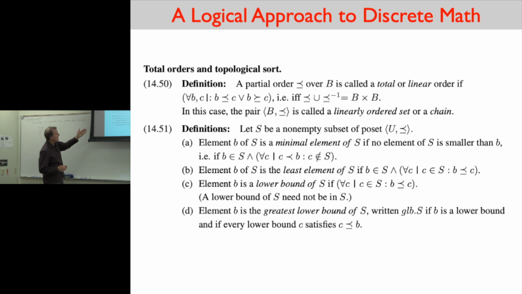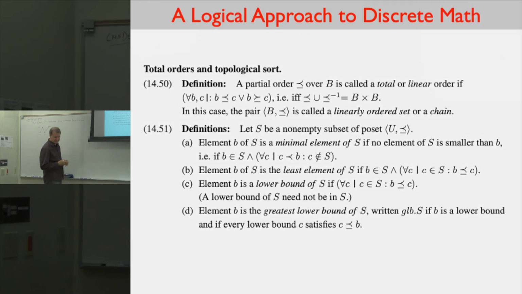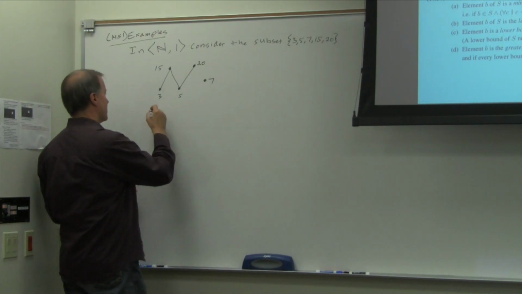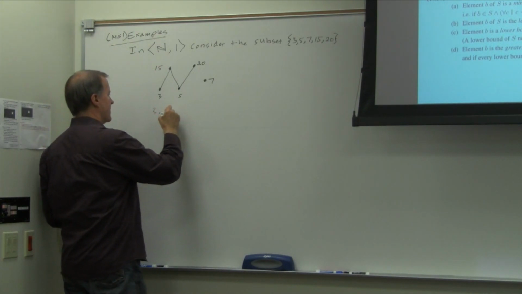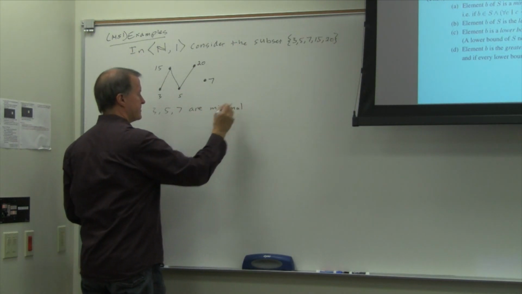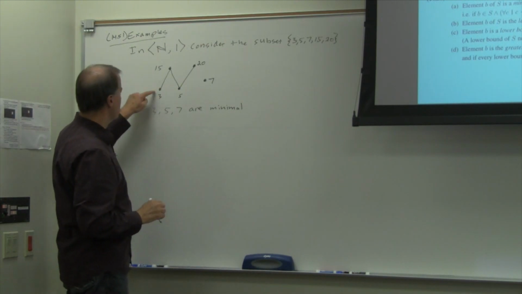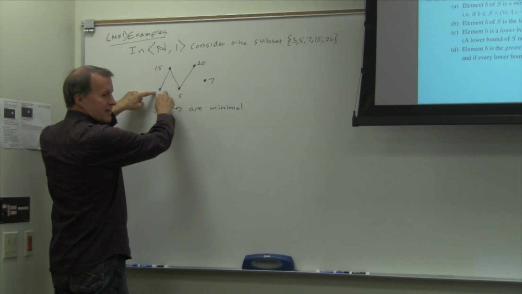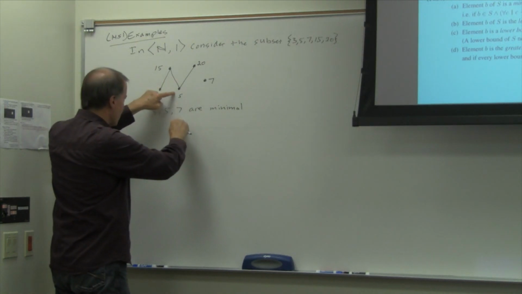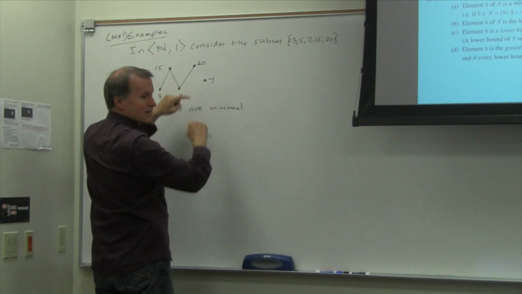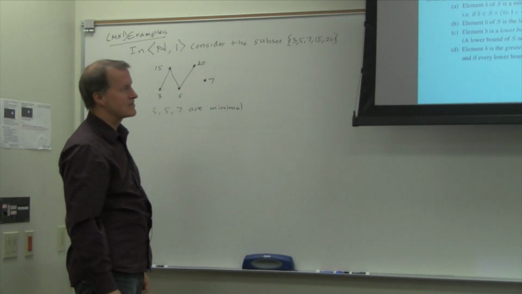All right, so from that, can you tell me which elements are minimal? Are there any minimal elements? 3, 5, 7. Okay, so here 3, 5, 7 are minimal. Does everybody see why? Why is 3 minimal? Because there's nothing that is lower than that. Nothing is lower than 5. Something is lower than 20. Nothing's lower than 7. All right? So that's what it means to be minimal.